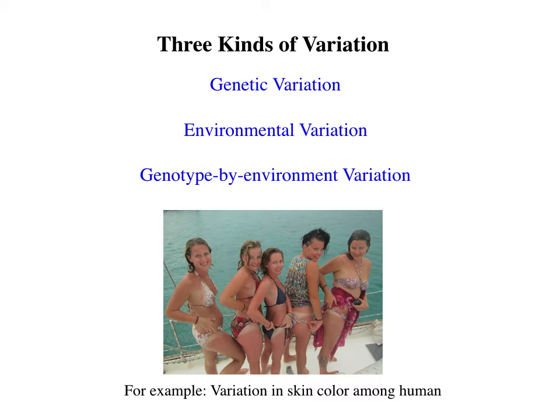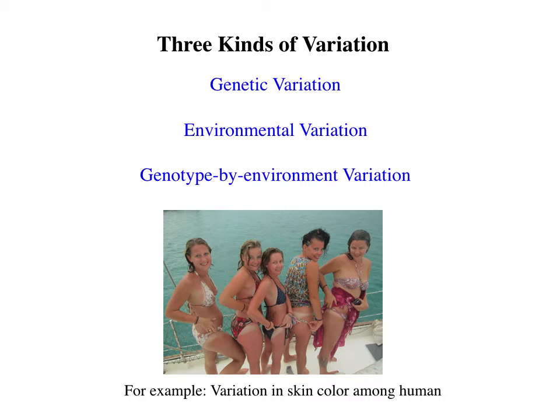For example, you may look at two newborn babies and you might see that at time 0 they have different colors, and that would most likely be due to the different alleles at the genes that are contributing to skin color. That would be genetic variation.